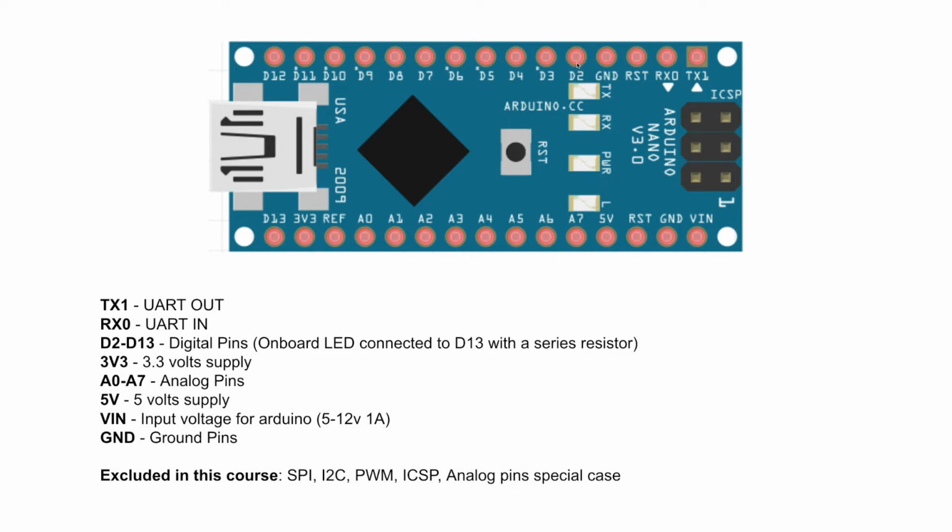Okay, now next comes the D2 pin. So pins D2 to D13 are the digital pins. Okay, now these pins are used as output pins. Okay, and there is a special case with the D13 pin. So if you look at the picture here, you will see 4 LEDs.